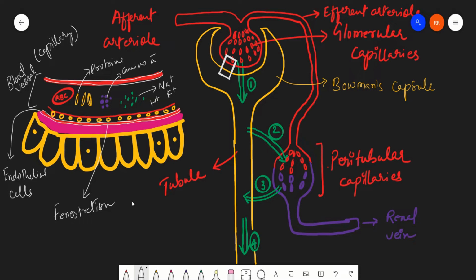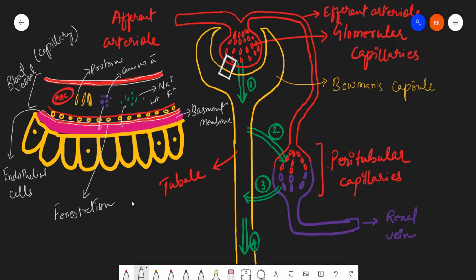Through these fenestrations only, small molecules will pass through, like your ions and your amino acids. But larger molecules like RBC and protein cannot pass through the fenestrations. If they do pass by chance, there is another layer, known as your basement membrane. It is very selective and won't allow any larger particle to pass through.